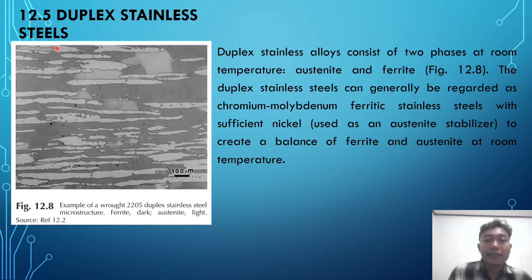12.5 Duplex stainless steel. Duplex stainless alloys consist of two phases at room temperature, austenite and ferrite, like in picture 12.8. This is picture 12.8. The duplex stainless steels can generally be regarded as chromium-molybdenum ferritic stainless steels with surplus nickel used as an austenitic stabilizer to create a balanced ferrite and austenite at room temperature.